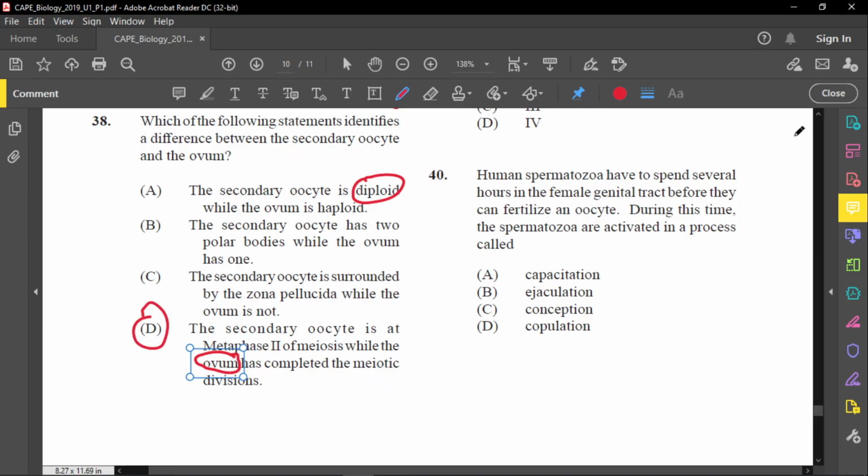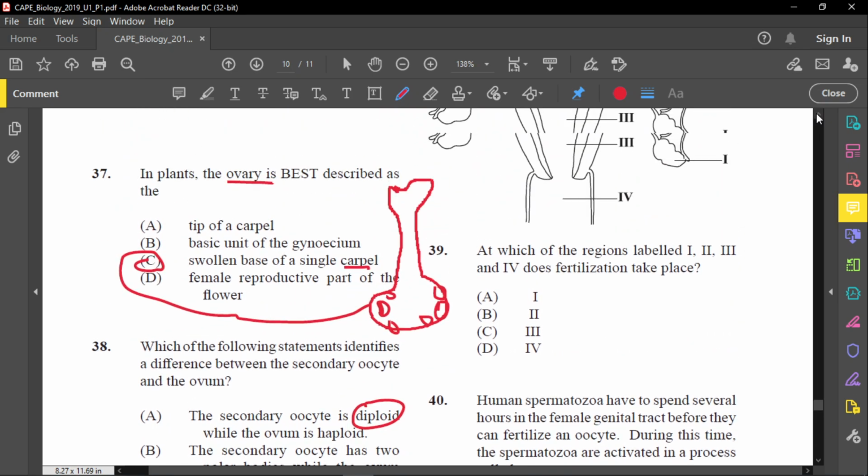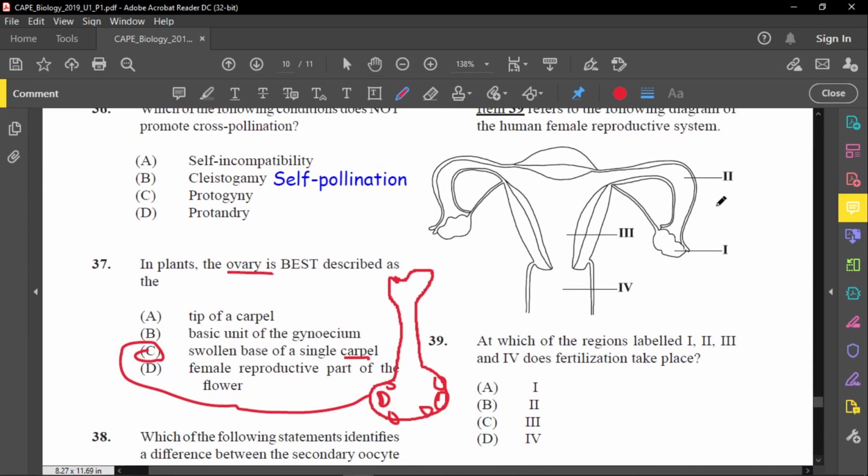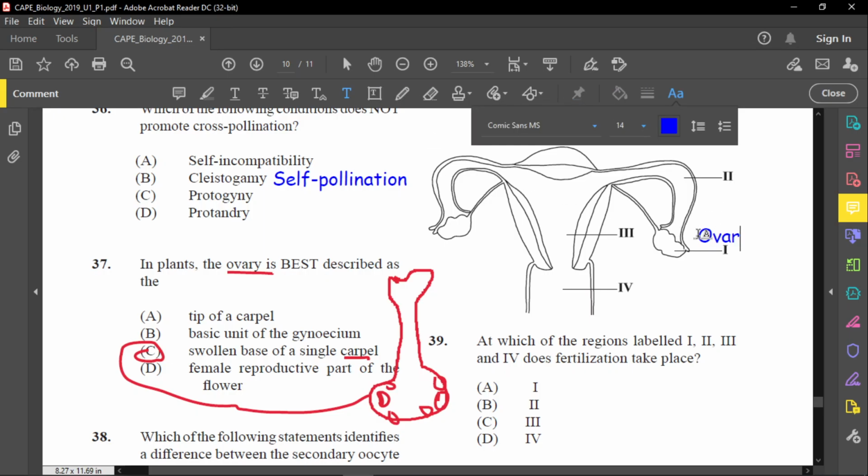All right, question number 39. We're almost there, gentle people. It says 39 refers to the following diagram of the human female reproductive system. Let's see how quickly we could go through this. Part 1 here is our ovary. Then we have a fallopian tube or oviduct. I just like to be detailed a little bit. The fallopian tube is the same thing as the oviduct, just to make a mention of that.